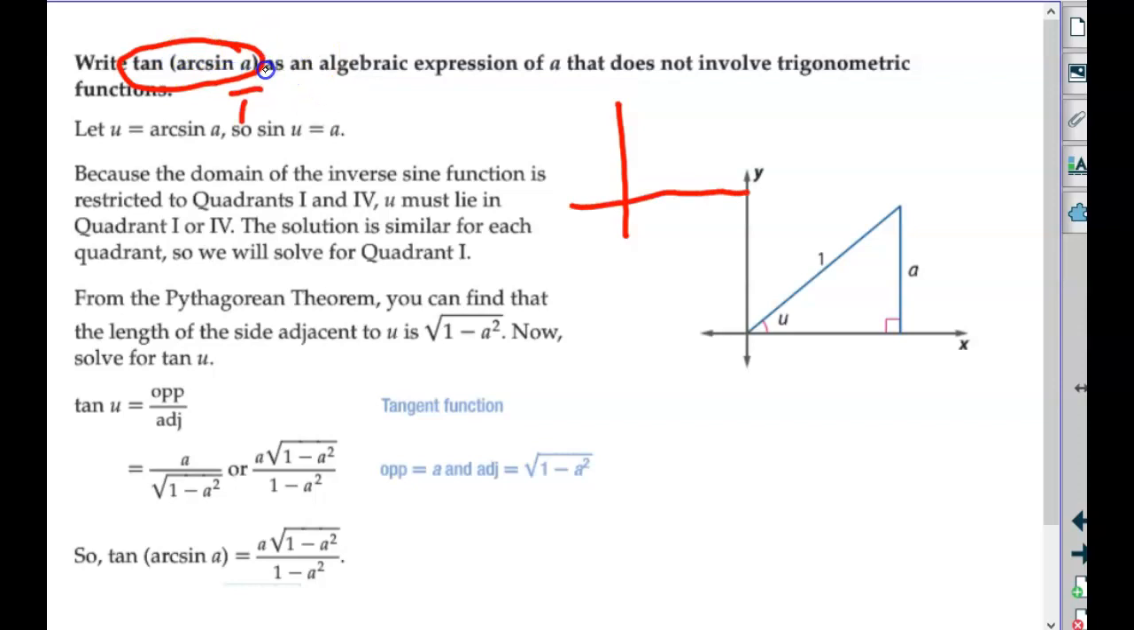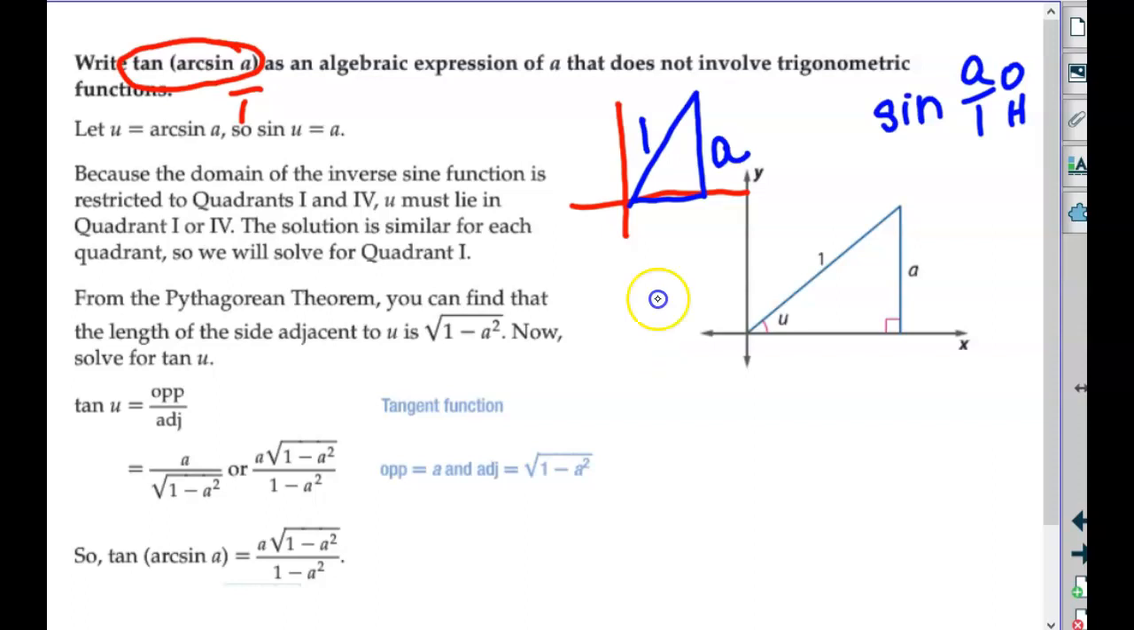All of these, when they give you a variable, you can assume are first quadrant angles. So if I draw a triangle and I know the sine is a over 1, this would be opposite over hypotenuse. So I'm going to put opposite and hypotenuse. Now, this is a lot of variables, but we need to find an expression that goes down here.